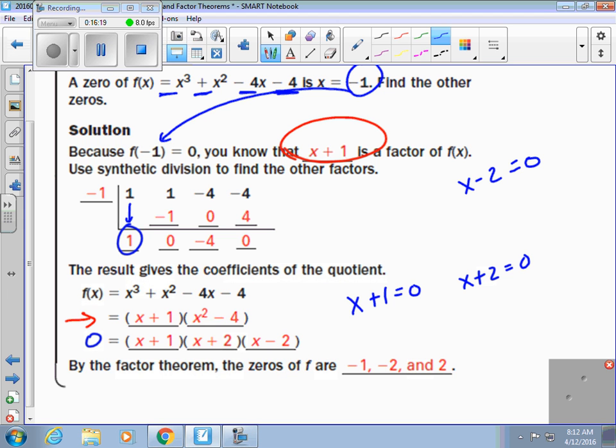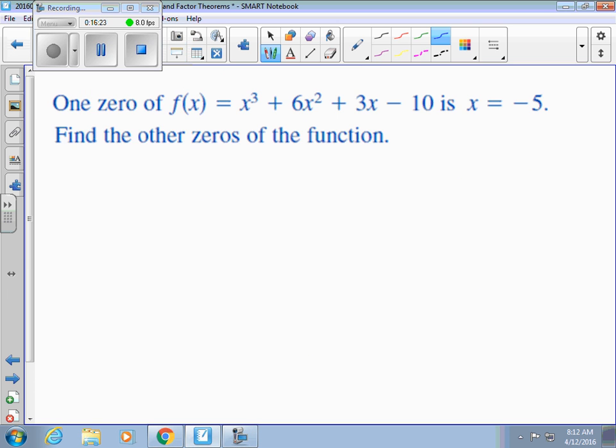So again, let's see if we can make a little bit better sense out of that on the follow-up problem that goes with it. Again, on the back. One zero of f of x equals x cubed plus 6x squared plus 3x minus 10 is x equals negative 5. Find the other zeros of the function. Again, it acts just like synthetic division from yesterday. Try that one.